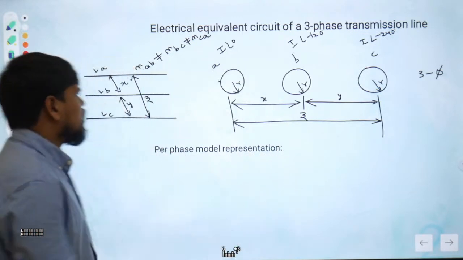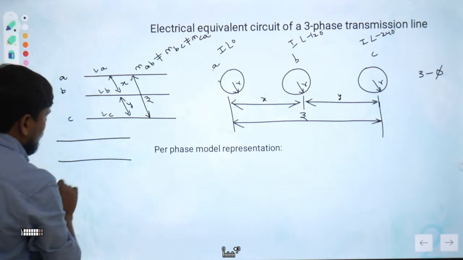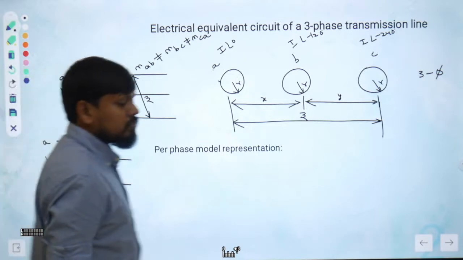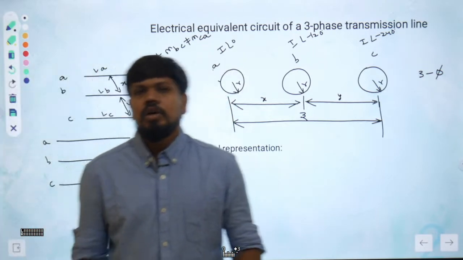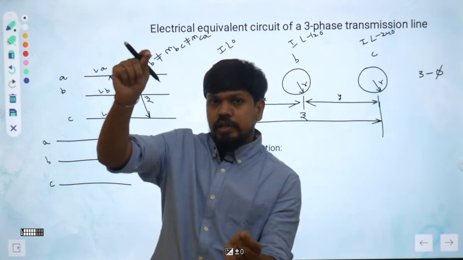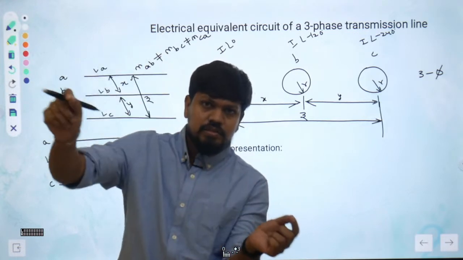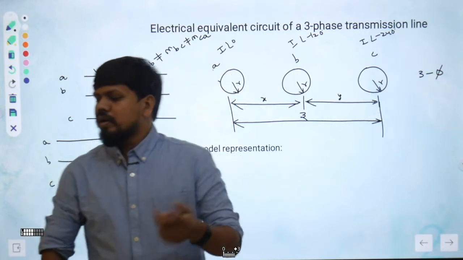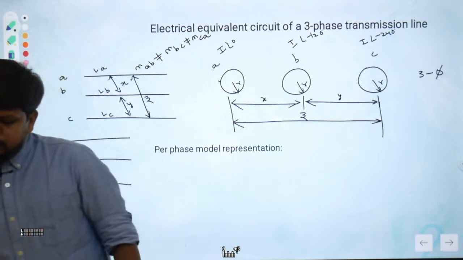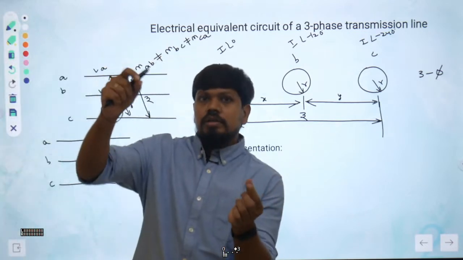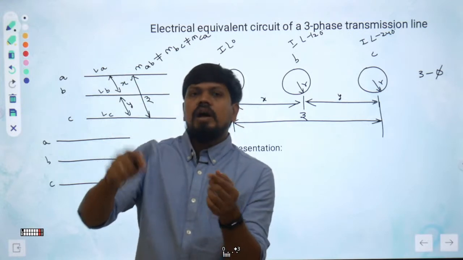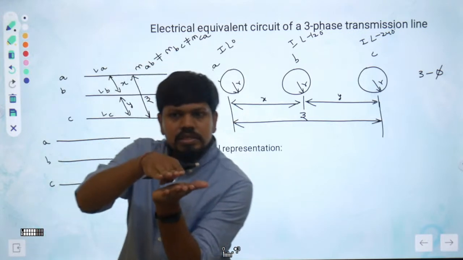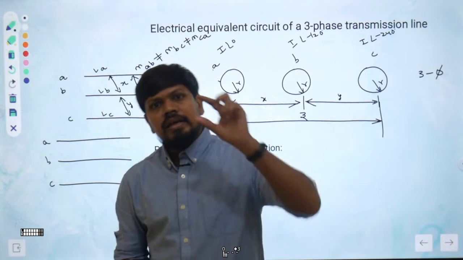Not only inductance, there will be capacitance also. So what is the requirement for capacitance formation? How can capacitance be formed? Between two points, if there is any voltage difference and they are very near, with very little separation, then only capacitance will be formed.